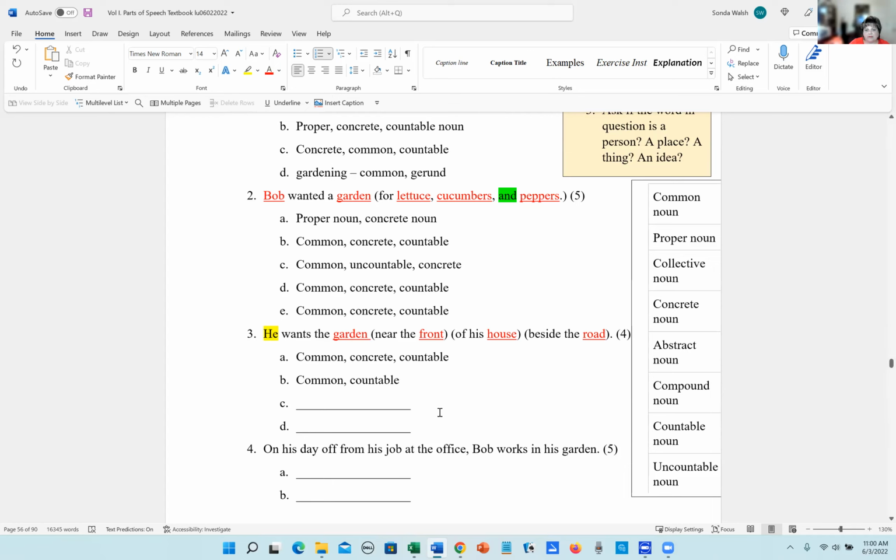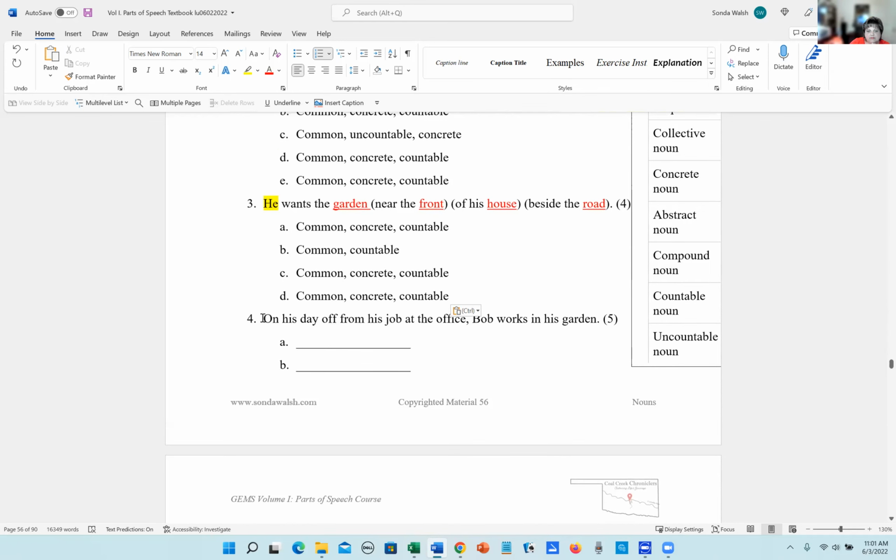Okay. And then house. What do we say? House is common, concrete, countable. Let's copy that. And road is the same thing. All right. Let's keep going.